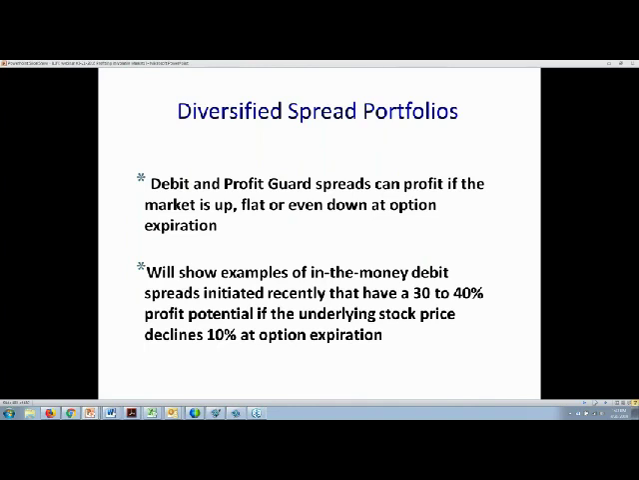We show examples of our in-the-money debit spreads that we initiated recently, and most of those have a 30 to 40% profit potential, even if the underlying stock declines 10% at option expiration. So even if we have a 10% decline in the stock on most of our spread trades, we can still realize a profit.